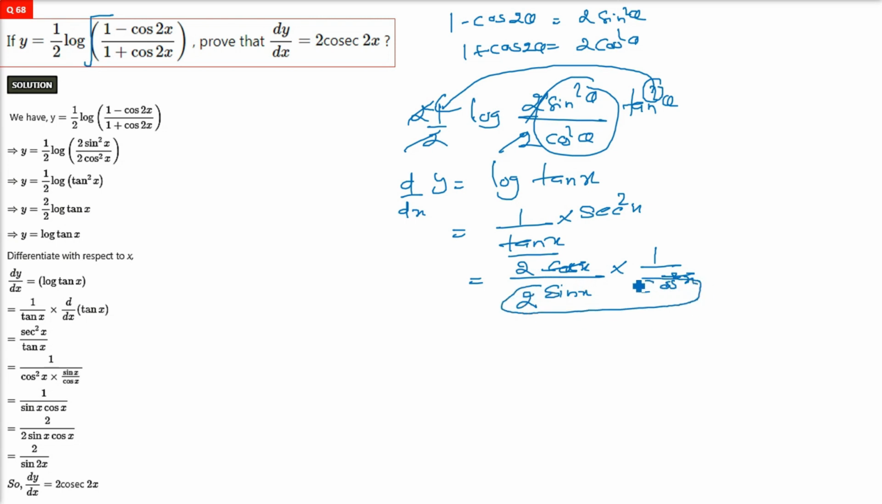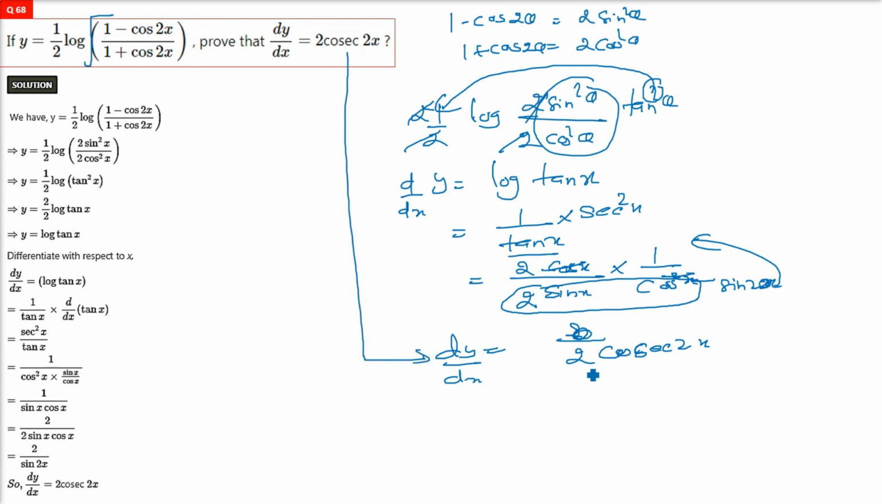I have introduced a 2 in the denominator and a 2 in the numerator. 2 sin theta cos theta is sin 2 theta, so it is 2 by sin 2x. When sin goes up, it will be cosec 2x. 2 was already there, so it will be twice cosec 2x. And this is simply dy by dx. So this is what had to be proved, and we have proven it.